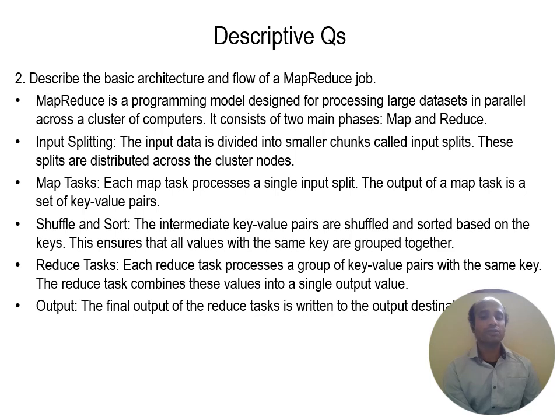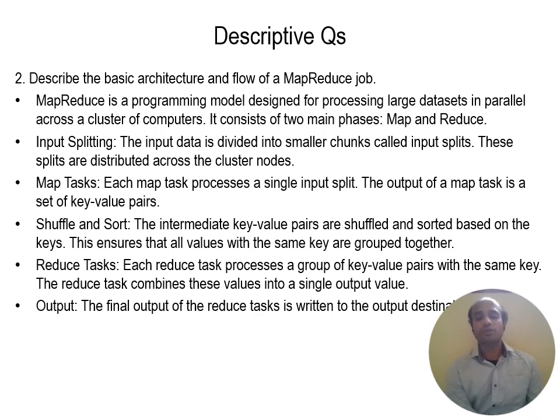Next are the map tasks. Each map task processes a single input split. The output of a map task is a set of key-value pairs. Then shuffle and sort: the intermediate key-value pairs are shuffled and sorted based on the keys. This ensures that all values with the same key are grouped together.